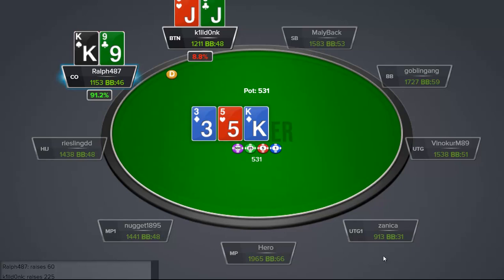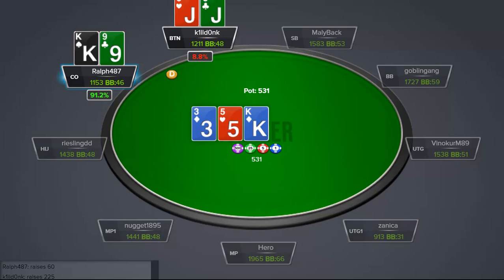So think about those 4 questions, and I will give you my answer. Okay, so let's go ahead and do this. First question was, what is Kildonk's equity in percent? And this is going to be, I think, the most straightforward one. We know ICMizer gives us the equities, so these percents of winning are the same as the percent equity. So Kildonk's equity in percent is 8.8%.